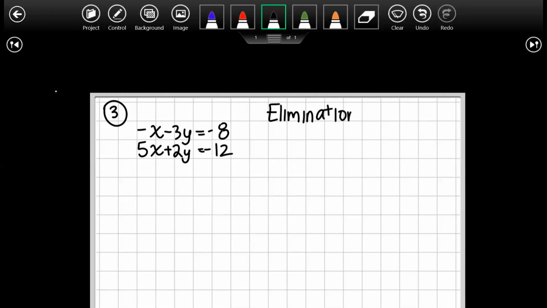This is our elimination here. Our elimination, we want to be able to find our rows and columns and making sure that they're all the same. I'm going to go ahead and multiply the top by 5, everything by 5 on the top. So this is going to give me negative 5x, negative 15y, negative 40. I'm going to cross out that 1 on top because I no longer need it.